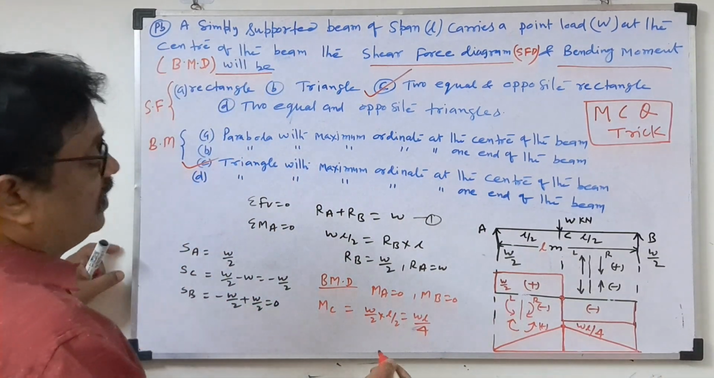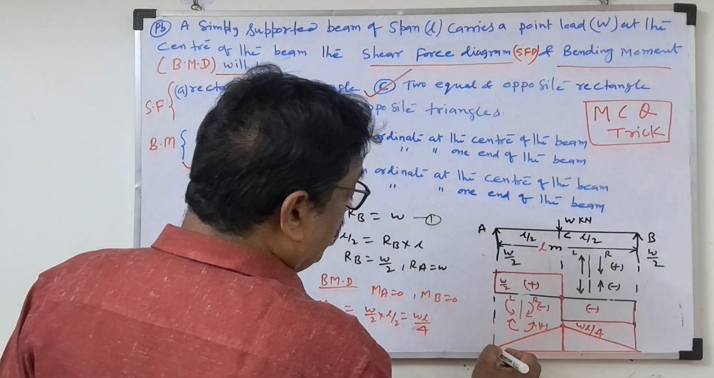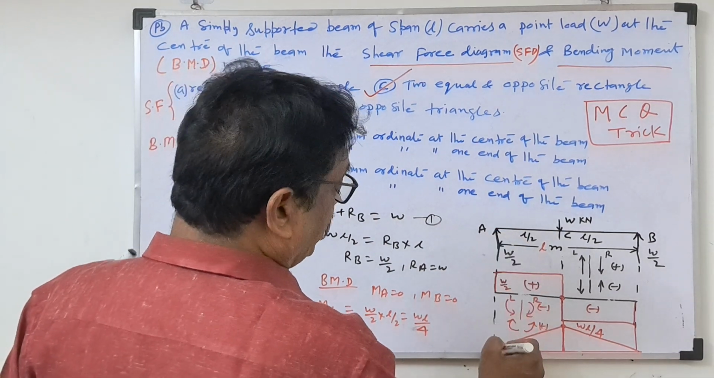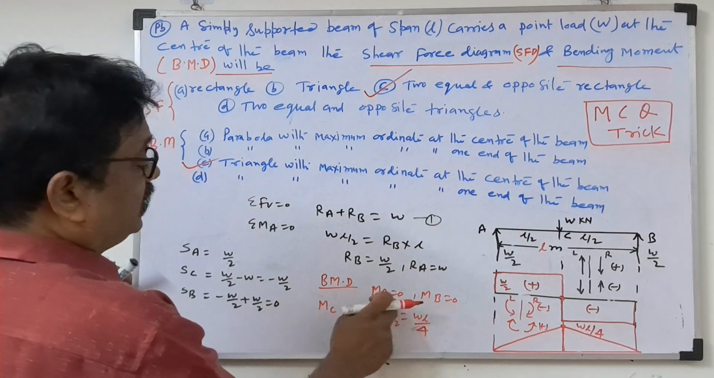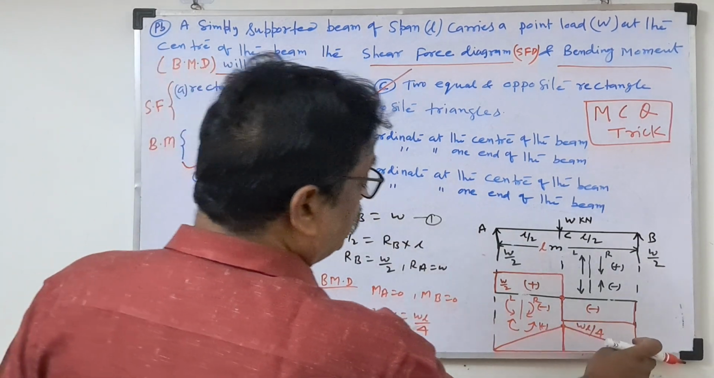If they ask the same question, what is the bending moment at the left end? What is the bending moment at the right end? It will be 0. Bending moment at A and B will be 0.